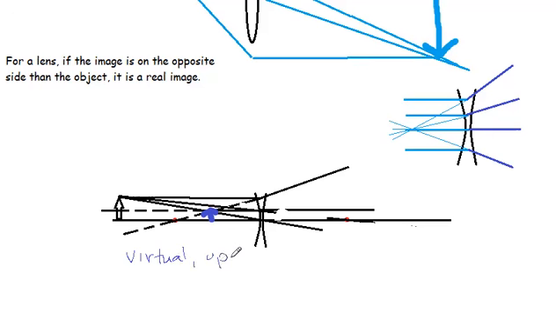It is upright, and it's smaller than our original one, so it's reduced. Okay, so hopefully the thoughts of how it actually goes through will help you do your ray tracing from here on out.